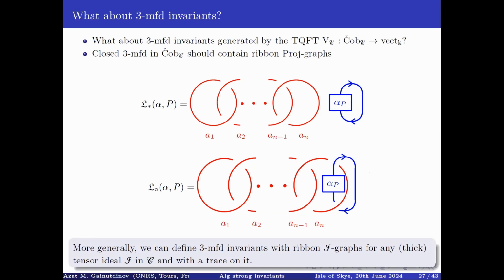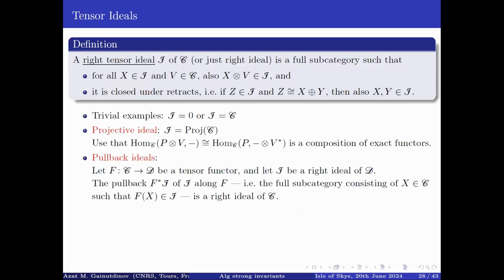But from this perspective, if we forget about the TQFT now, and just think about three-manifold invariants, we can actually define three-manifold invariants with these ribbon graphs, again with the same condition. But the objects don't need to be necessarily from the projective ideal. They don't need to be projective objects. They can be objects from any tensor ideal. So the idea is choosing a tensor ideal in my non-semisimple modular tensor category, and if it admits a trace, I will talk about it now, then I get a series of invariants. For different tensor ideals, we get different series of invariants. Okay, let me spend some time talking about tensor ideals.